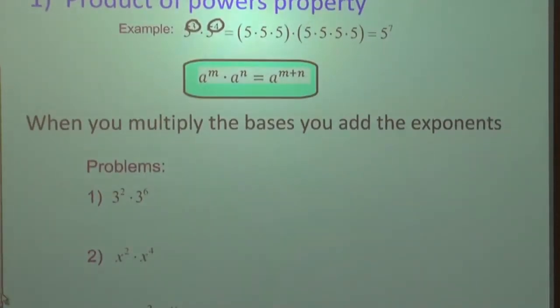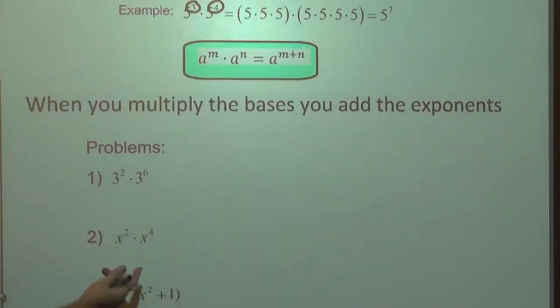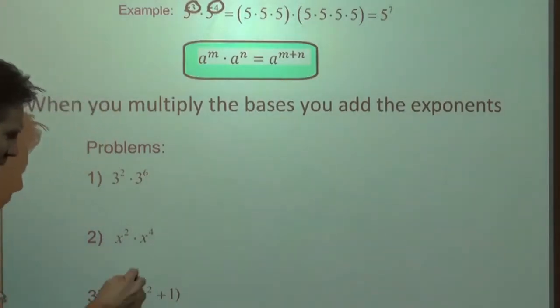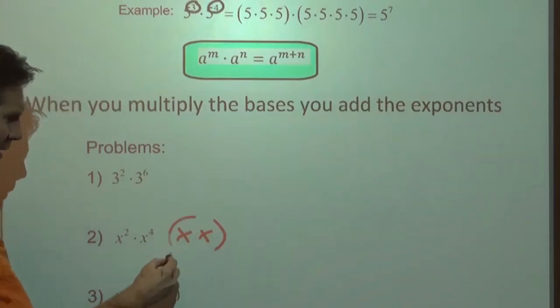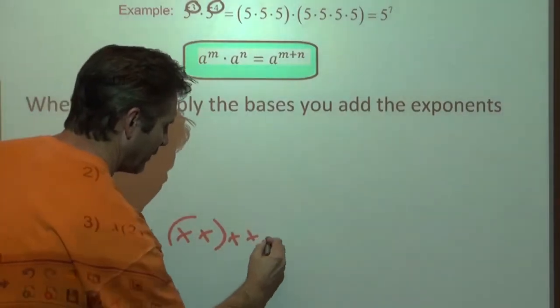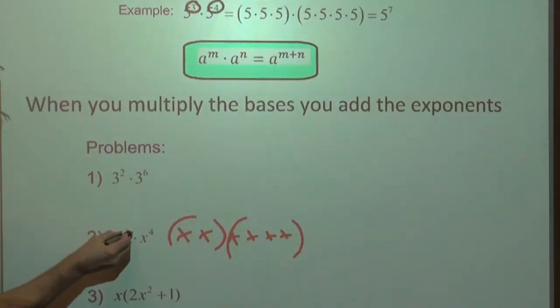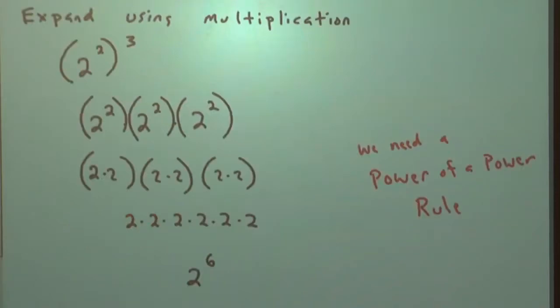So if we see a problem like this, altogether, how many 3's are being multiplied? 8. How many x's are being multiplied? We can do variables too. Variables are just numbers. There's 2 x's multiplied here. So this is x times x. And there's another 4 x's here. So x times x times x times x. Altogether, 6 x's are multiplied. We add the 2 plus the 4. And we get x to the 6th power.